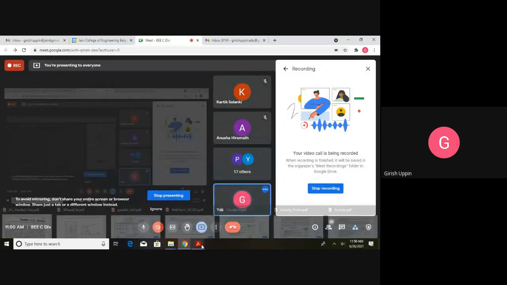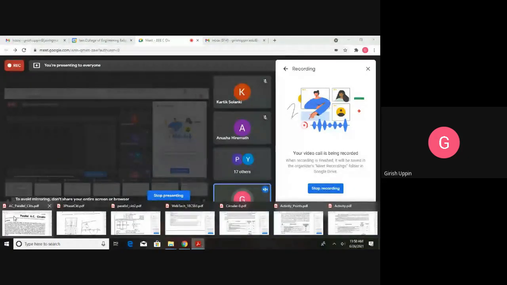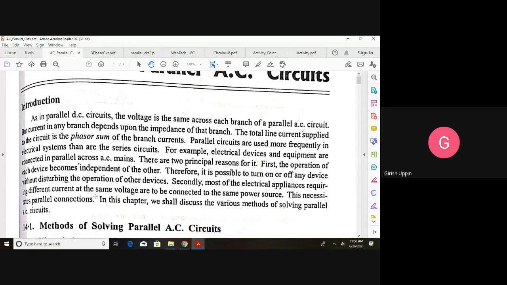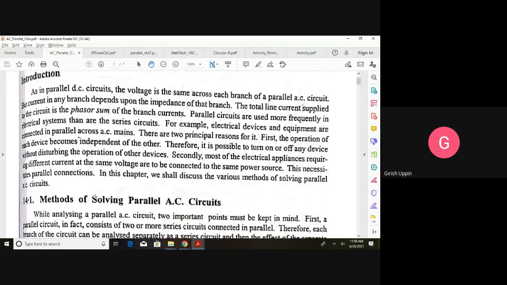In this session, we will look into the parallel circuits. So far, we did the analysis of the RL, RC, and series combination of RLC. Now, when we are working with the parallel circuits, you have to remember that the concepts are very similar. We studied parallel circuits in DC circuits, so a similar kind of analysis we can do.